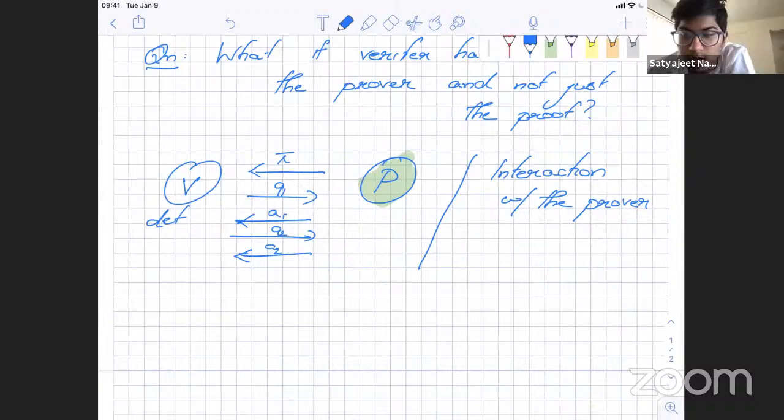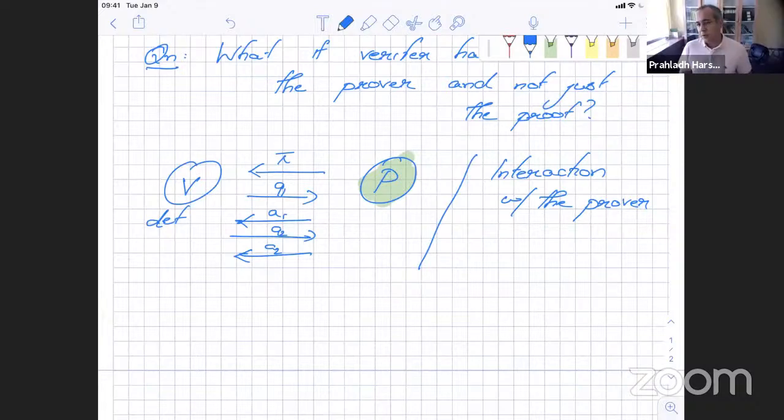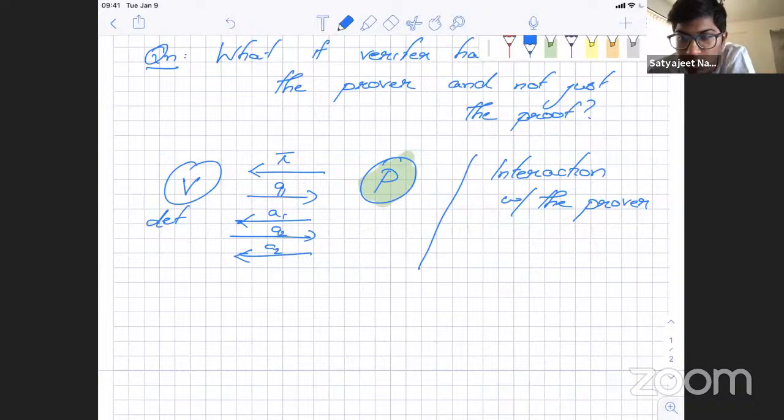So Valiant is sort of the prover for one problem, his theorem, and we are the verifiers in that case, right? We are the verifiers, yes.